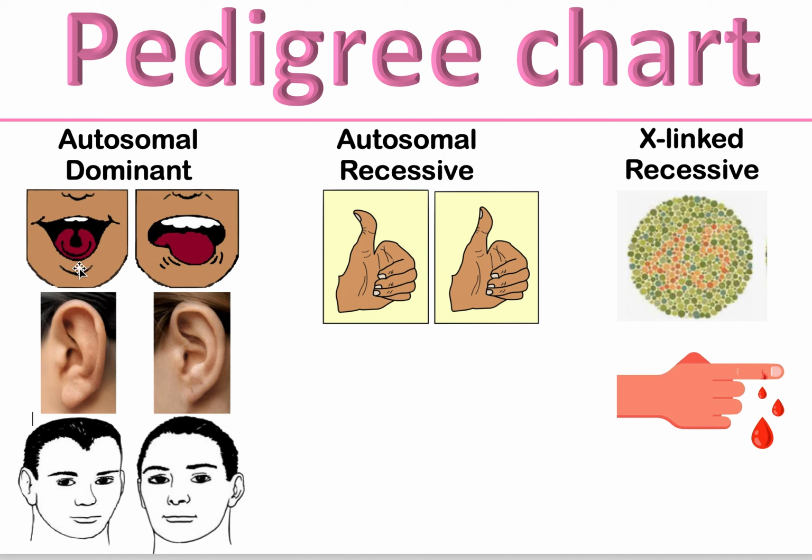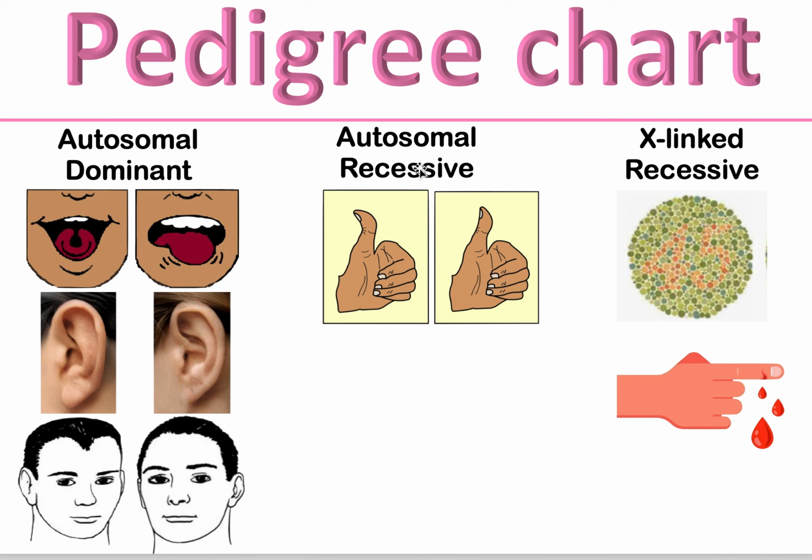So if you have both of your alleles dominant at this specific gene, then you will have the ability to roll your tongue, to have a free earlobe, and to have your hair shape like this, okay? If you have both recessive, then you're going to have these. You can't do it, you'll have an attached ear, and you'll have this kind of hairline. Now, let's move on to the next one, autosomal recessive.